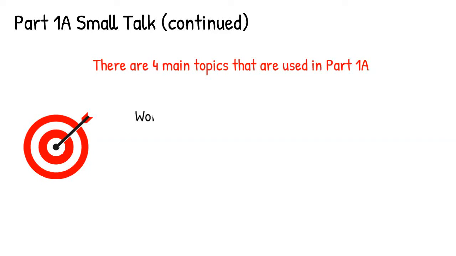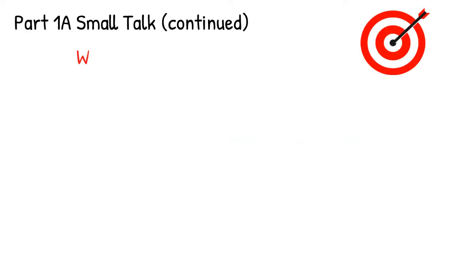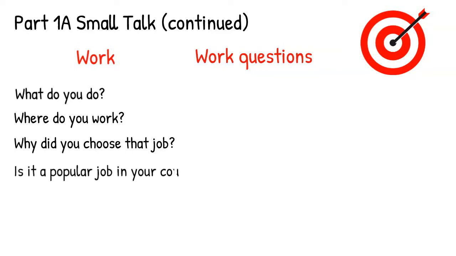And keep in mind, at the beginning of this test, there are only 4 main topics that are used in Part 1A: work or study, and hometown or your home, like your apartment or your house. Here we will break down each of those 4 different topics. First, we'll talk about work and work questions. If you work, you'll get these kinds of questions.